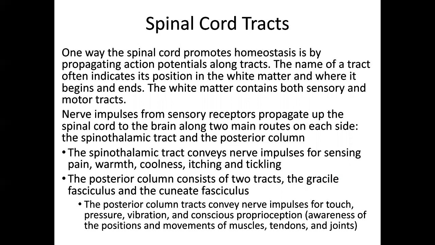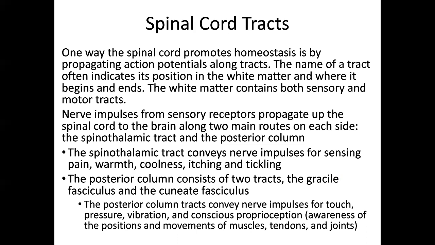Okay. When a nerve impulse travels up from sensory receptors into the spinal cord, it then travels to the brain along two main routes on each side, what we call the spinothalamic tract and the posterior column. Okay. Spinothalamic tract is going to convey nerve impulses for sensing pain, warmth, coolness, itching, and tickling. So if you're experiencing any of those sensations and you're aware that you're experiencing those sensations, it's because you're carrying signals up your spinal cord using this spinothalamic tract, and they ultimately travel into the cerebral cortex.